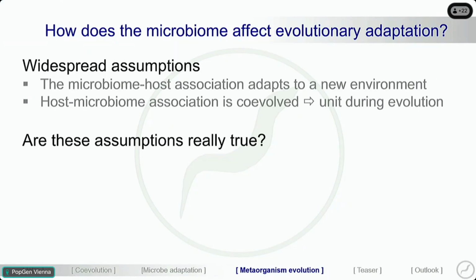But then there are a lot of implicit assumptions that have not really been tested yet. So there's usually an implicit assumption that the host microbiome association is co-evolved and acts as a unit during evolution. And this is again often not true. People know it, but you still find this argument very widespread in the literature.